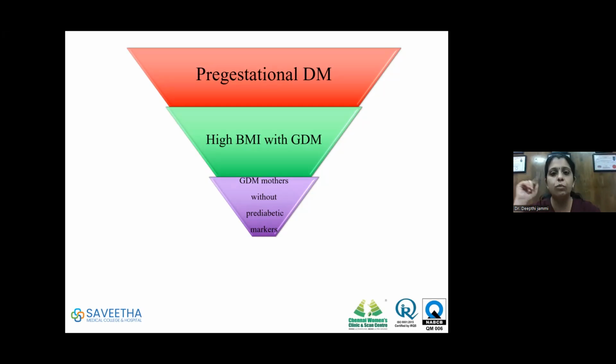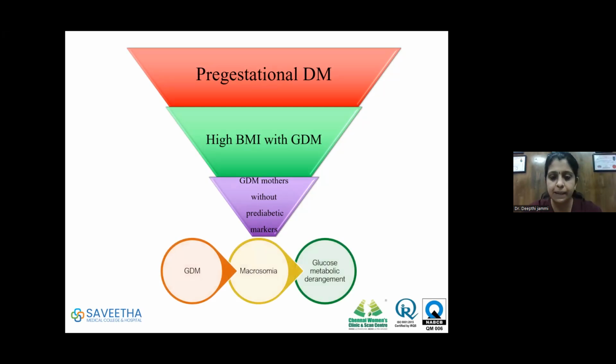So you need to be very careful with the pre-gestational diabetic mother, the high BMI mother whom you know might get into GDM, or GDM mothers who actually don't have many risk factors when they started their pregnancy. GDM is not without its own risk. The next speaker is going to talk about macrosomia and other ultrasound markers which can be used to predict a GDM baby or a macrosomic baby. So in GDM, when the mother is gestational diabetic, you need to look out for macrosomic signs and also postnatal glucose metabolic derangement. Once again, I would like to thank the entire team at Saveetha for giving me this wonderful opportunity.